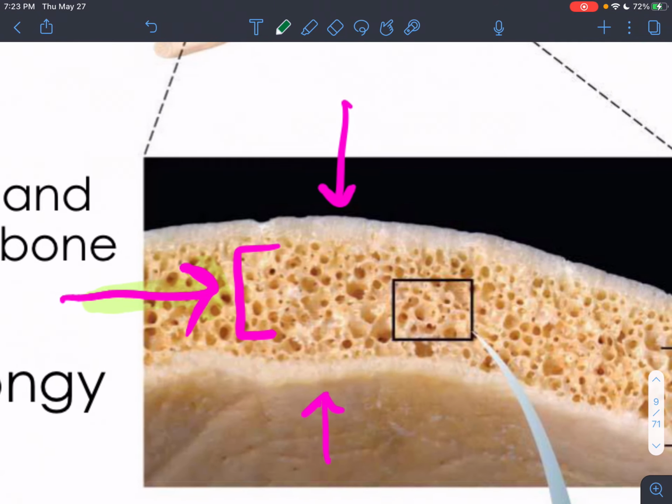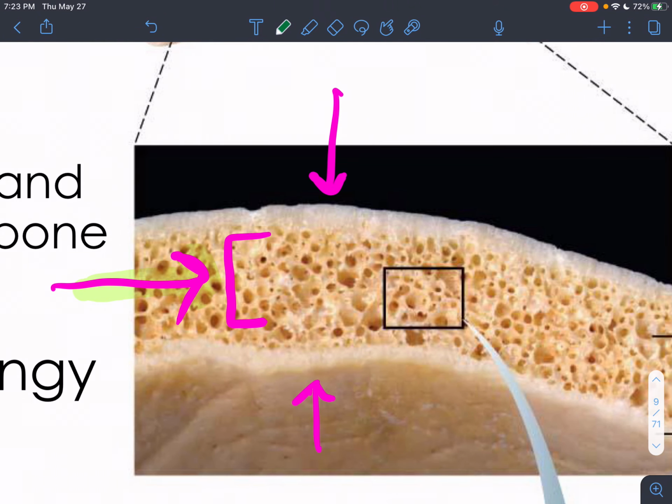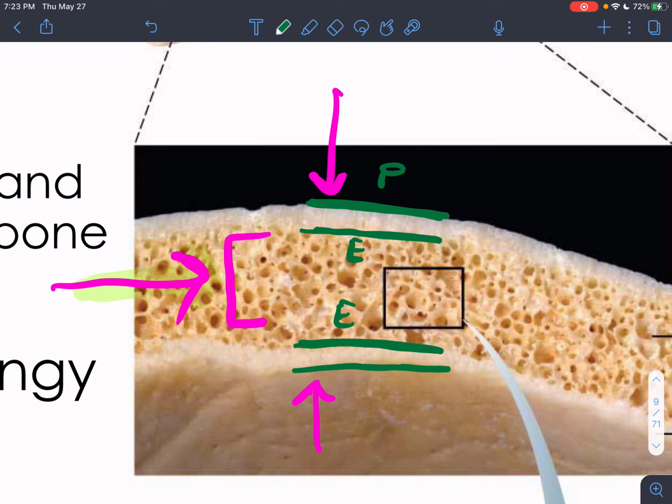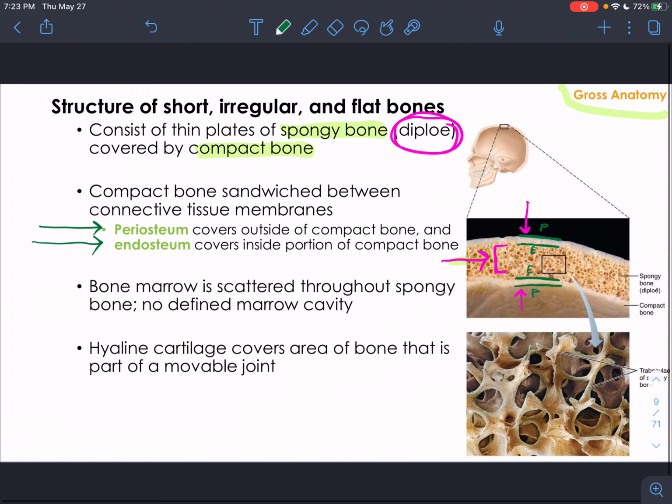I'm going to zoom in again. So we have compact bone on the outside. On the outside of that compact bone is the periosteum, and the inside would be the endosteum. You'd have the same thing on the bottom: on the inside, endosteum, outside would be periosteum. So you have like 3 ice cream sandwiches in this flat bone.